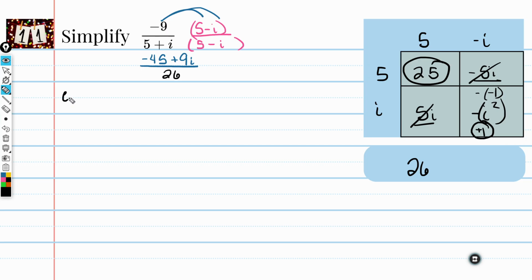Now let's split it apart into the a plus bi. So again, the sign in the center will go in the center. The i will go at the end. And the sign in the front will come in the front. And then we're going to have our two fractions. So our first fraction is 45 over 26.